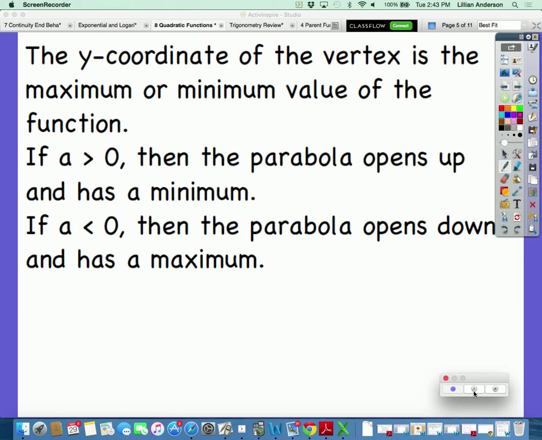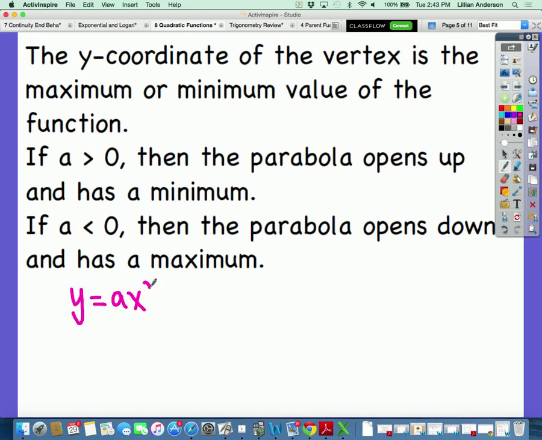Okay. So in standard form, say a was 1, like the last example, x squared plus 2x minus 3. A is 1, and 1 is greater than 0. So we knew that the graph would open up, which it did when we graphed it. Which means that this would be a minimum, and the y-coordinate of the vertex is the minimum.